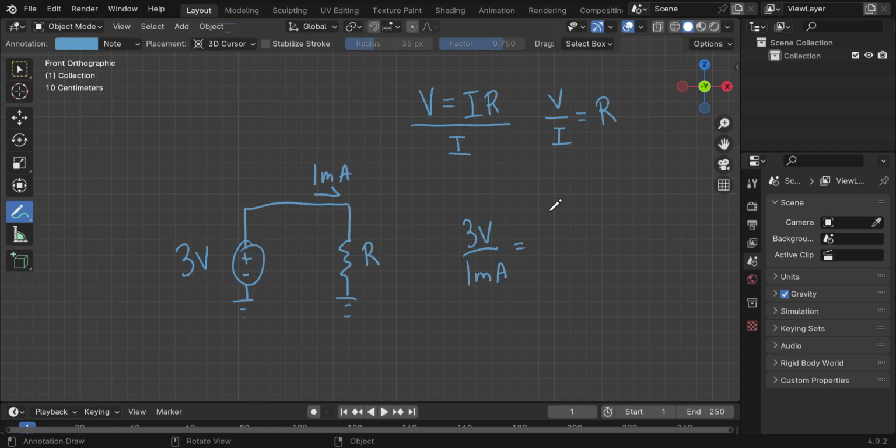Now that's 3, but we're dividing by 0.001 amps, so that's 3 kilo ohms.